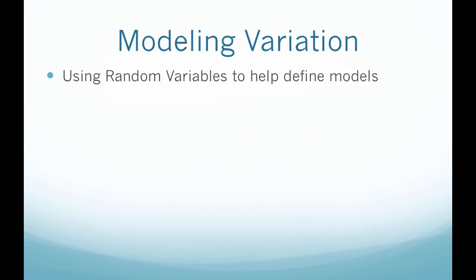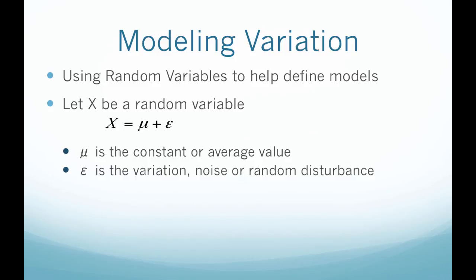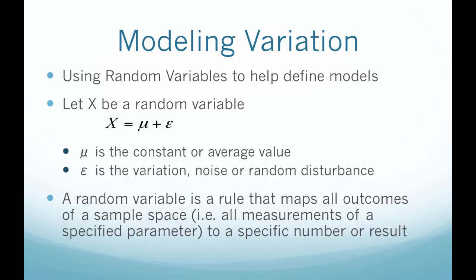We can model variation through random variables. If a parameter or characteristic of some object or system exhibits different values on successive observations or measurements, we can model it as a random variable. Let x be a random variable. We have the formula then, x equals mu plus epsilon, where mu is the constant or the average value, and epsilon is the variation, noise, or random disturbance. A random variable maps all outcomes of a sample space, in other words, all measurements of a specified parameter, to a specific number or result.